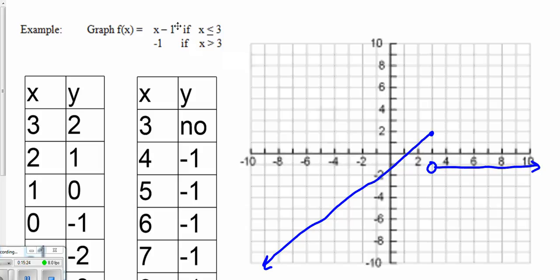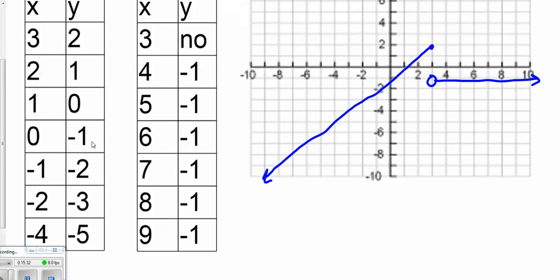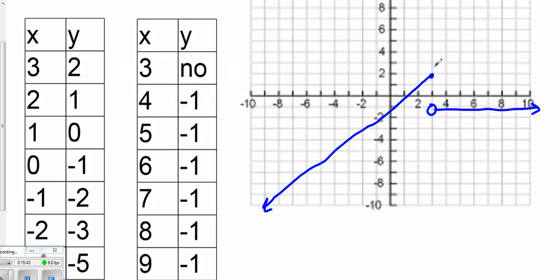So if I plug in 3 right here, 3 minus 1 is 2. 2 minus 1 is 1. 1 minus 1 is 0. 0 minus 1 is -1. -1 minus 1 is -2. -2 would give us -3. And -4 minus 1 would give us a -5. All of those spots are right here.